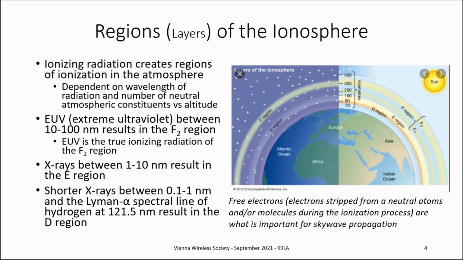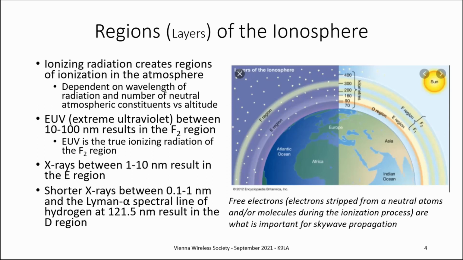You can see during the day, the F region consists of F2 and F1 because it does split up a bit. There's an E region and a D region. When we transition into night, there's just a single F region, and there's an E region. The E region is significantly less, but it's still there, and it can affect 160 meters and even 80 meters at night during the winter.